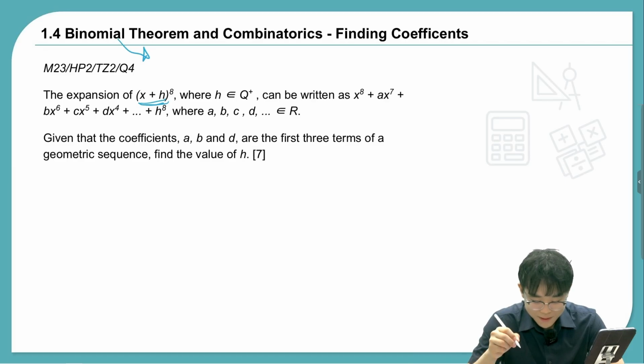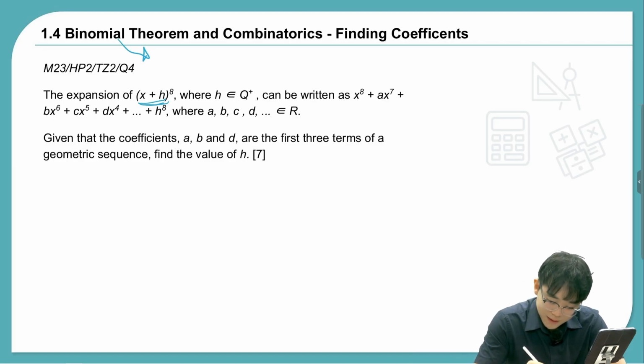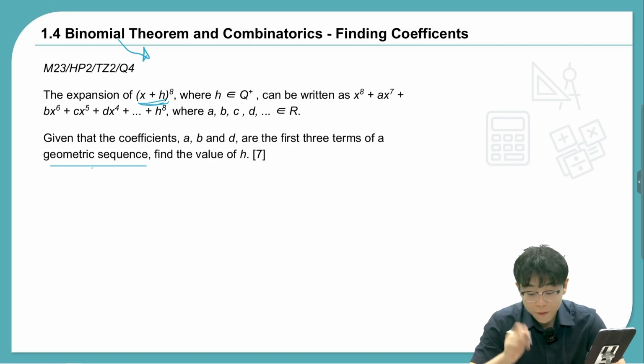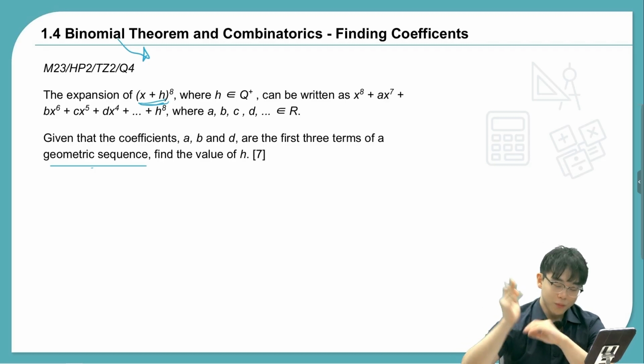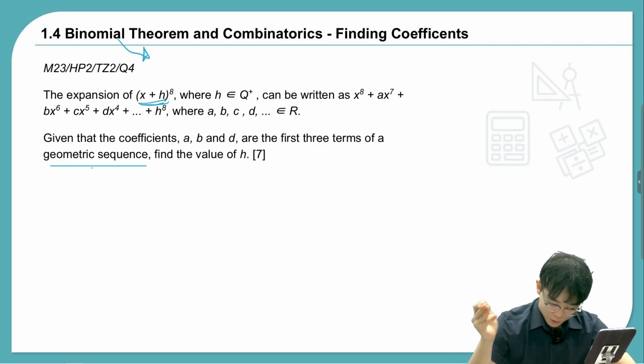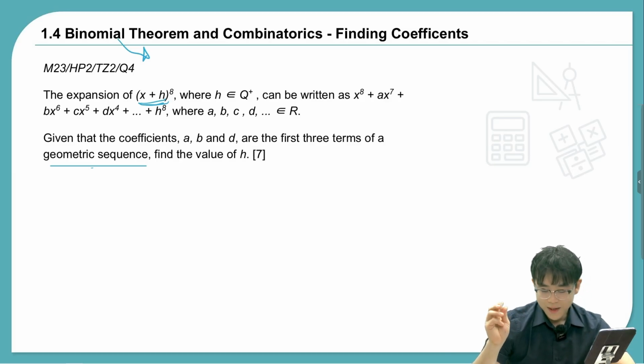And then we see that there's a connection with sequences, because it says the coefficients here are the first 3 terms of a geometric sequence. So we're basically using sequences, the binomial theorem, and so on. So it's like a multi-package problem. So let's first write the relationships.